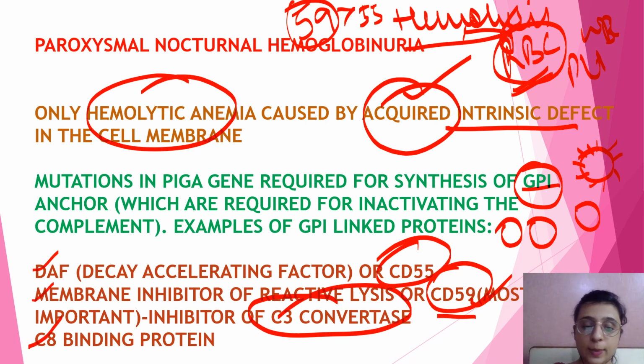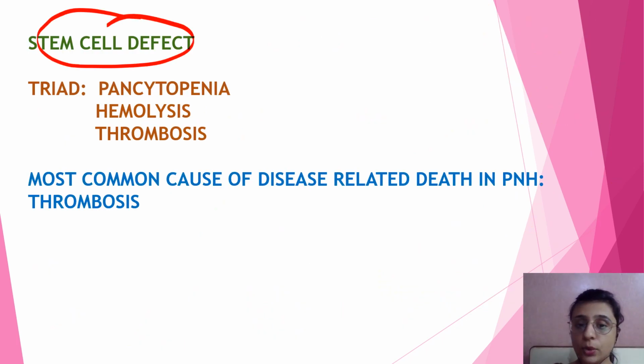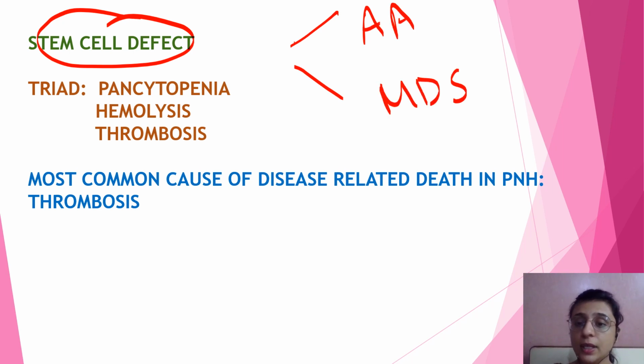Another one is C8 binding protein. So remember, decay accelerating factor or CD55, membrane inhibitor of reactive lysis or CD59, and then C8 binding protein. Now next, it is a stem cell defect, right? And it has many important complications like aplastic anemia and MDS. So these are very important complications asked frequently, what other complications can be there in PNH, aplastic anemia and MDS.